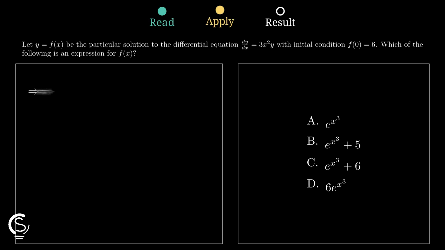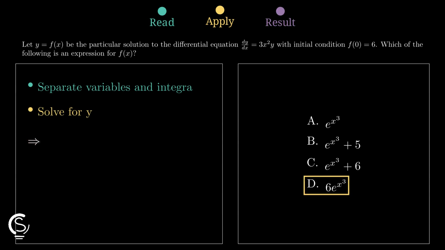Next, we exponentiate both sides to isolate y. This gives us y equals some constant c times e raised to the power of x cubed. We are almost at the final answer. Finally, plug in the initial condition f of 0 equals 6. This reveals that constant c is 6, making the correct answer choice D.